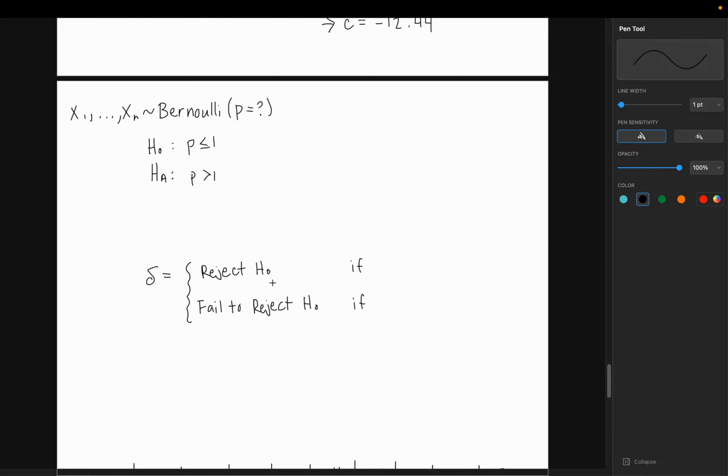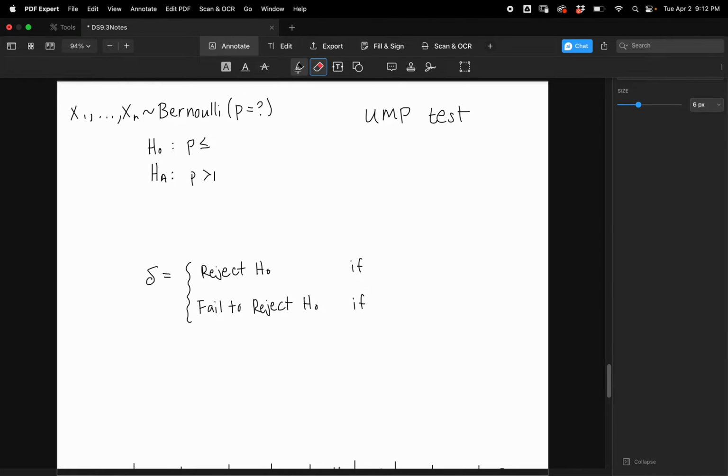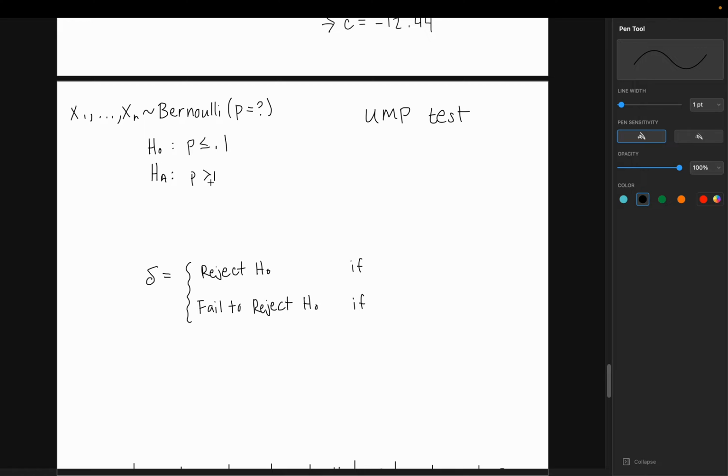Let's try a new example. We're trying to find a UMP test for this situation where we have the null hypothesis that our unknown parameter p is less than 0.1. That makes more sense. And our alternative hypothesis is that it is greater than 0.1.